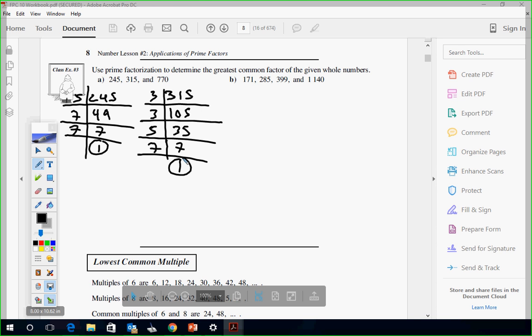And the last one here, I'll just do it on the bottom so I can save some space for part B. 770. First thing I would probably do is divide by 2, because it's even. That gives 385. Then I can go by 5. And from there, we have 77. Then that would be a 7, 11, 11, 1.